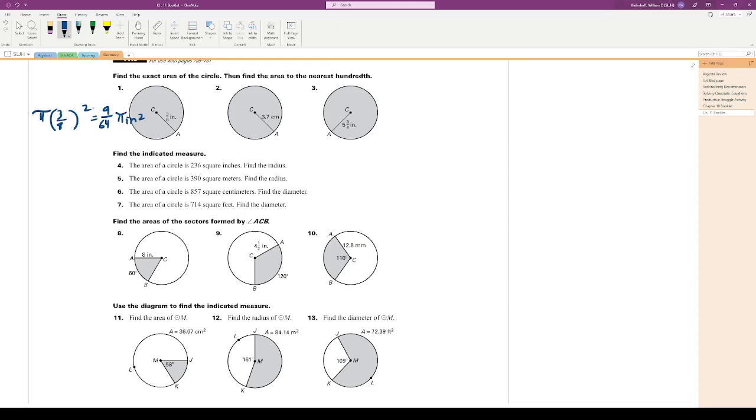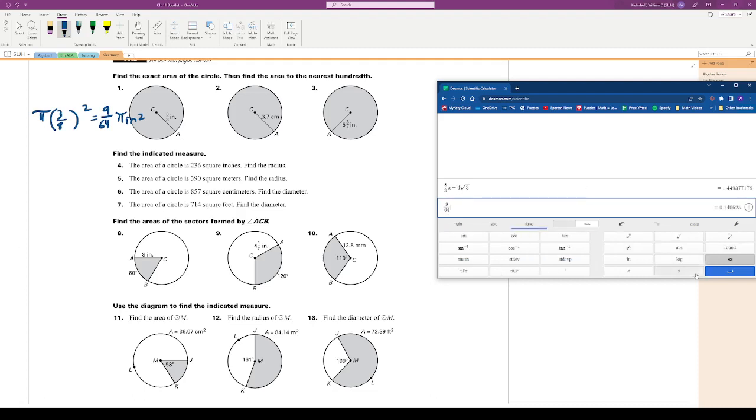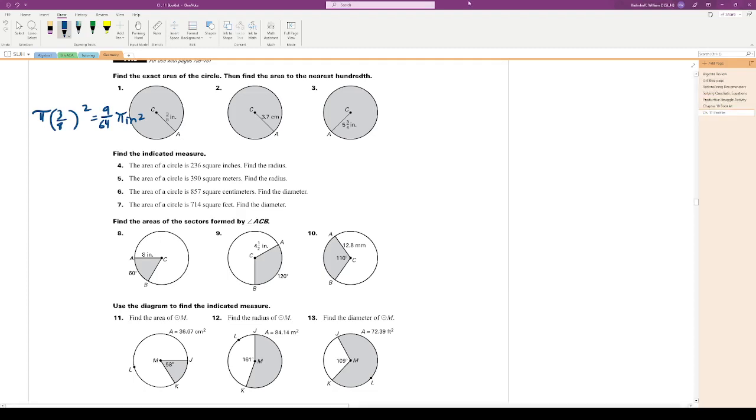All right, so if we wanted to find an approximation for that, or a decimal version to the nearest hundredth, that would be 9/64, not 9 minus, 9/64 times pi. So that would be 0.44 square inches.